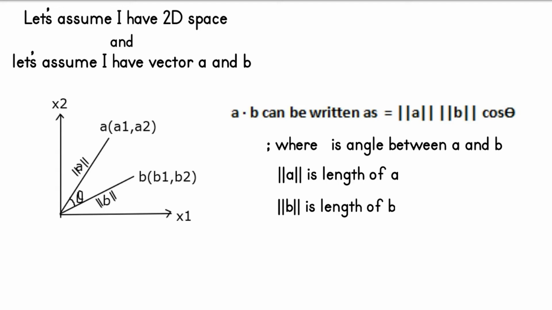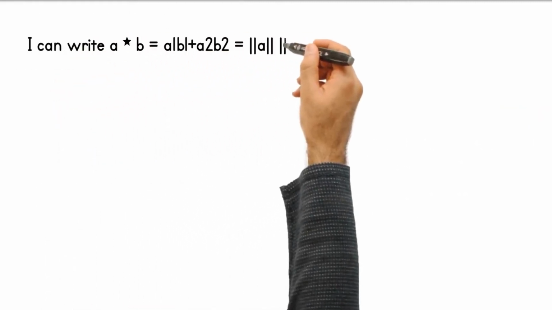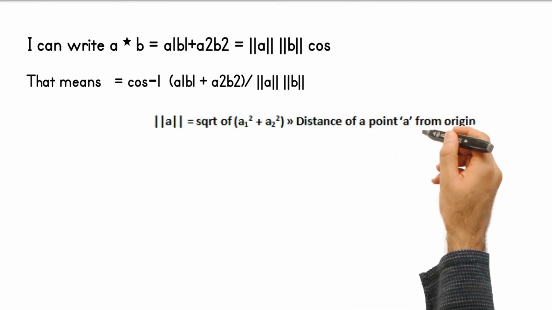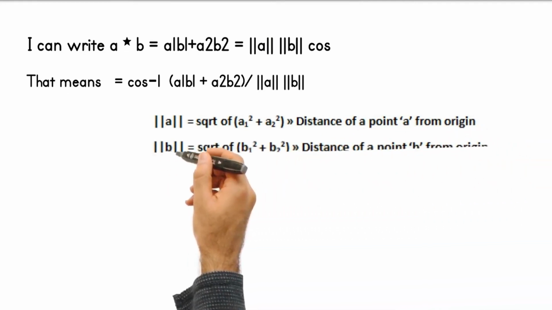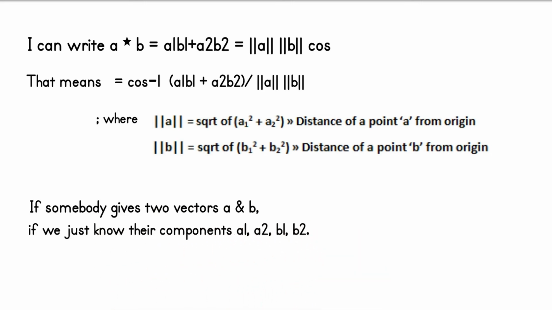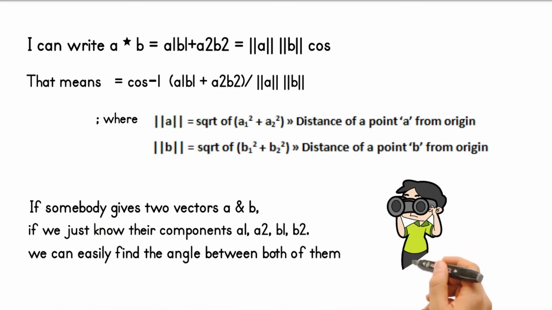Now if someone gives you two vectors as A1, A2 and B1, B2, how do you determine the angle between them? Let's quickly see that. I can write A dot B is equal to A1 B1 plus A2 B2 is equal to norm A into norm B into cos theta. That means theta is equal to cos inverse of A1 B1 plus A2 B2 divided by norm A into norm B. We have seen earlier that norm A is equal to square root of A1 square plus A2 square, which is nothing but the distance of point A from origin. Similarly for point B. If somebody gives two vectors A and B, we can easily find the angle between both of them if we just know their components A1, A2, B1, B2.